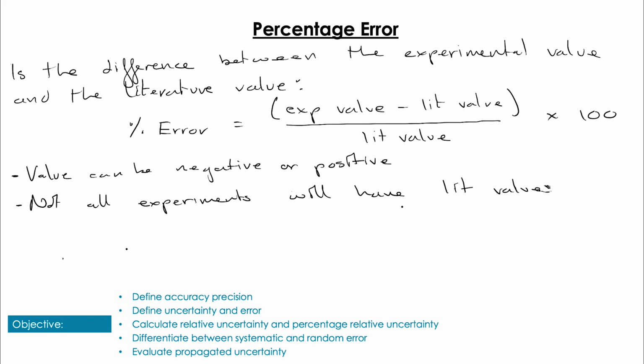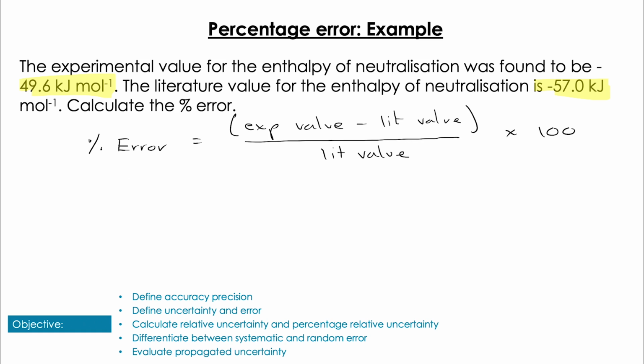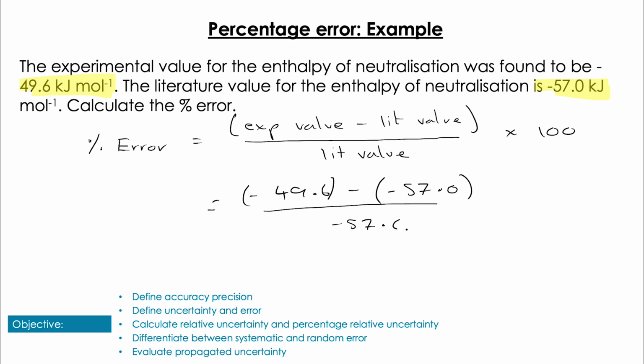Let's have a look at an example of a question. In this question, we found an experimental value for the enthalpy of neutralization, and we want to compare it to the literature value. So all we're going to do is use the value that we have found, which is negative 49.6, and we're going to subtract the literature value and divide by the literature value to give us a percentage, which in this case is negative 12.9.